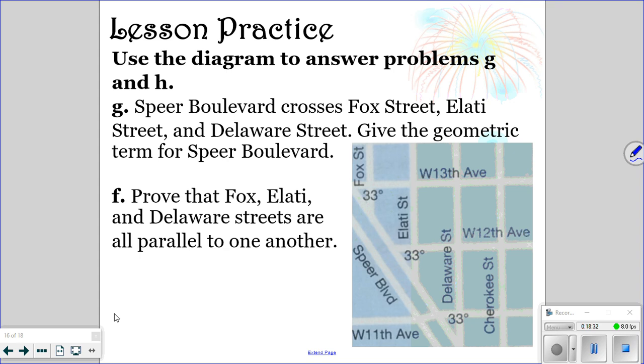So there are angles marked at Fox Street and Elati Street that are congruent and corresponding. So by postulate 12, Fox Street and Elati Street are parallel. By the same argument, Elati and Delaware Street are parallel. And so since you have two lines that are parallel to the same line, they are also parallel to each other, so all three streets are parallel to each other. And that's from a previous postulate.